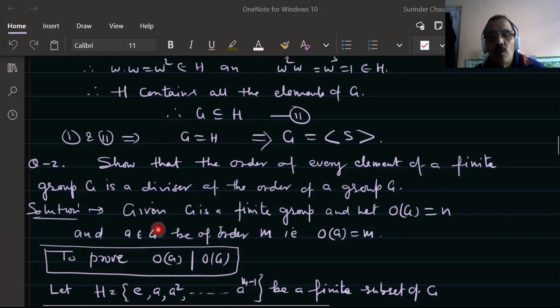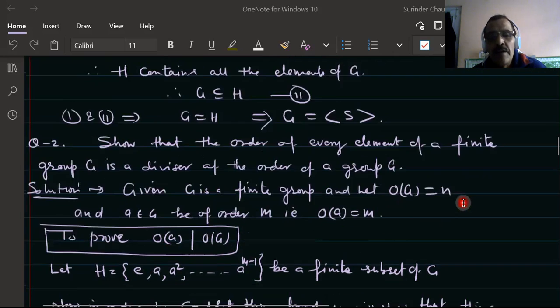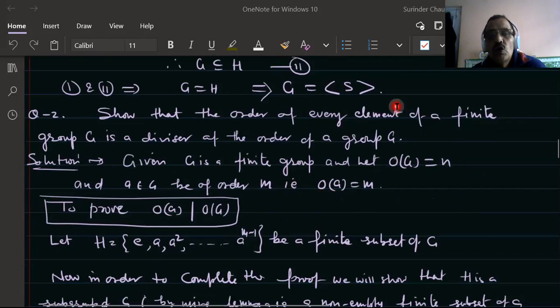We are given that G is a finite group, and let its order be n, and A belongs to G, with A of order M. What we have to prove here is that the order of A divides the order of G, that is, M divides n. Now G is a finite group, so H is also a subgroup of G.